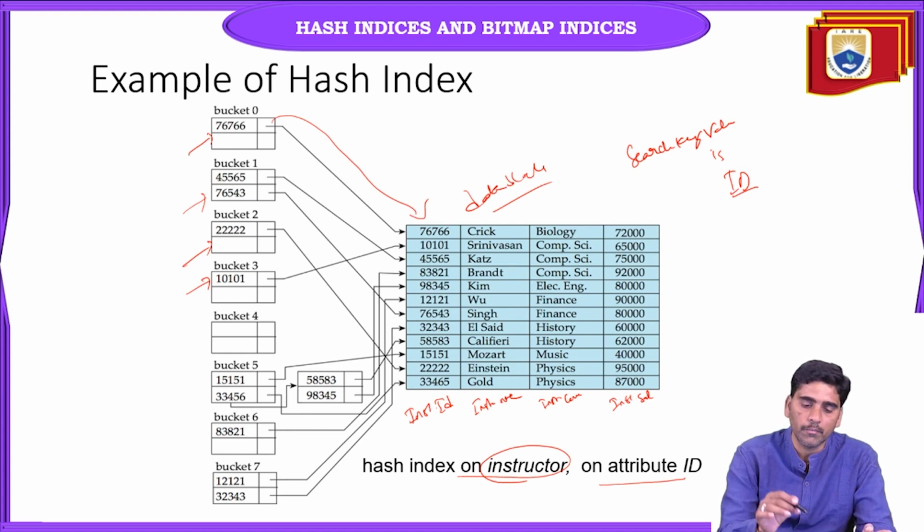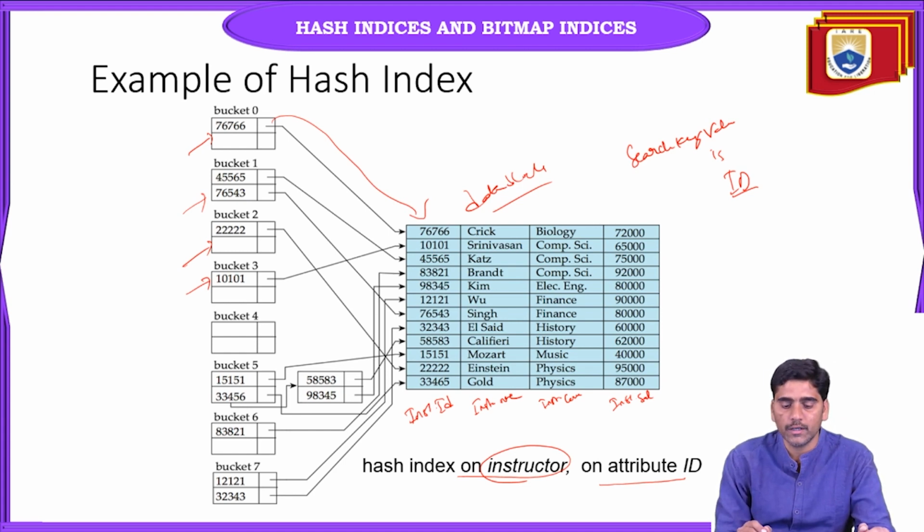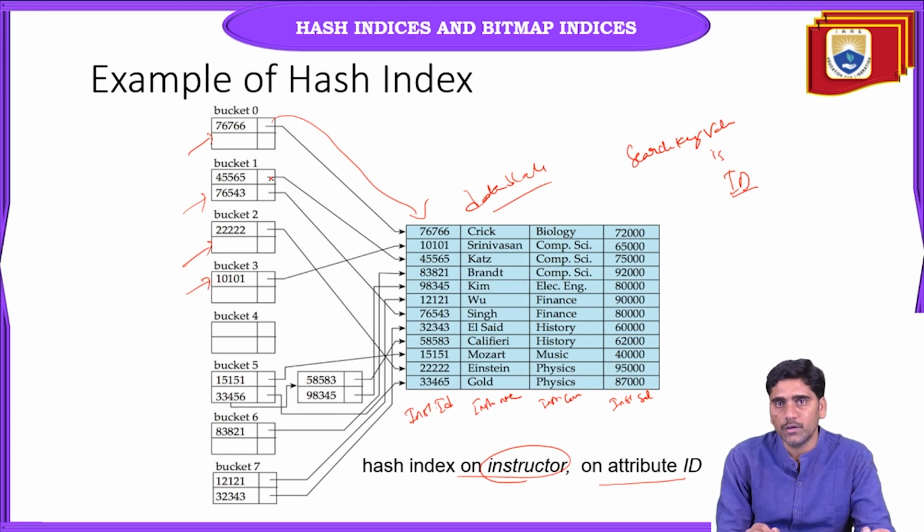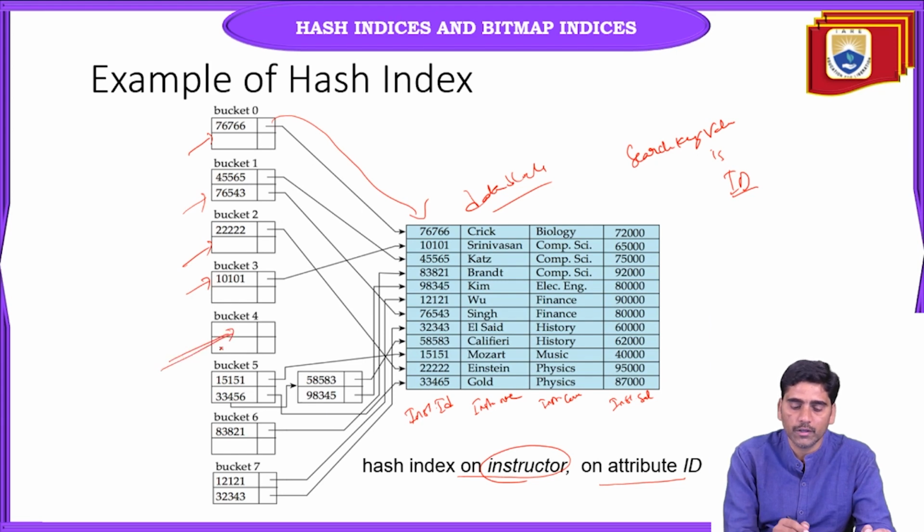Here bucket 0 identified one ID, bucket 1 identified two IDs, bucket 2 identified only one ID, and bucket 3 also identified one ID. Bucket 4 does not have any IDs, so it does not have any search keys, which means it wastes space.